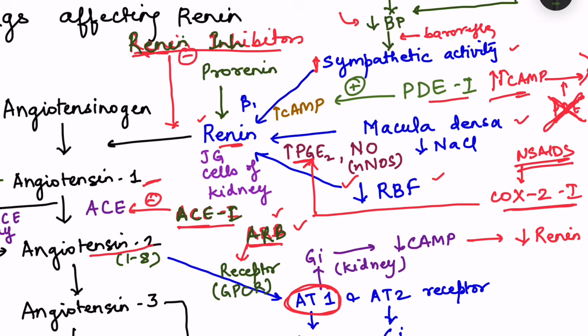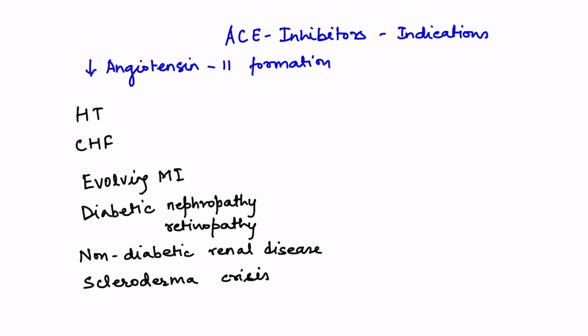Fine. Now moving on to specific drugs, that is, the ACE inhibitors and ARBs. First we will talk about ACE inhibitors. So what are the indications of ACE inhibitors? ACE inhibitors inhibit the enzyme angiotensin converting enzyme, and because of that there is a decrease in angiotensin 2 formation. So all actions of angiotensin 2 will be lesser. It will not be able to cause vasoconstriction, no thirst, no aldosterone release, no local actions as well. So there will be a decrease in blood pressure whenever we give this drug.